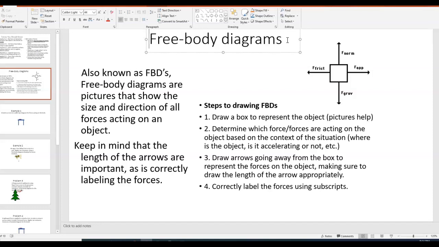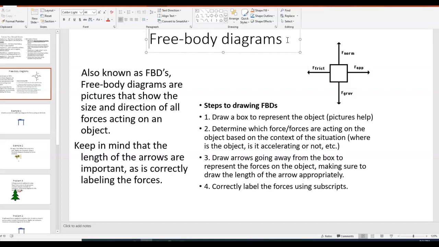Second of all, the lengths of the arrows are important because the length of the arrow has to do with the size of the force. And we saw when we looked at the simulation in the last video that if you have two forces going in opposite directions, if they're the same size, the net force is going to be 0 because those two forces are going to cancel each other out. If one force is bigger than the other force, you need to indicate that by drawing one arrow longer than the other arrow. So the length of the arrow is important.